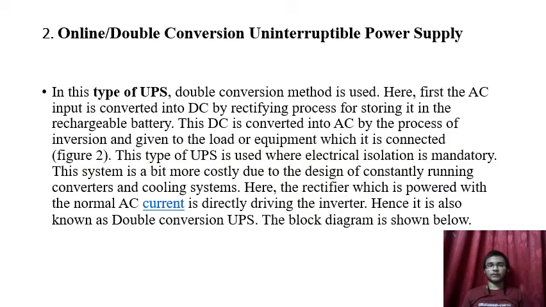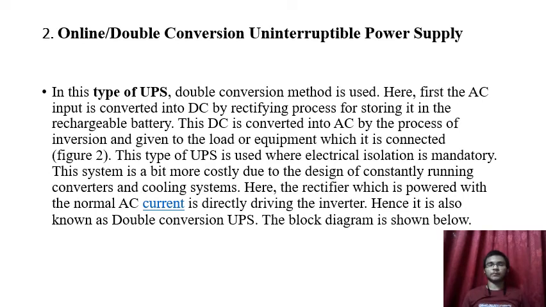The second one is online or double conversion uninterruptible power supplies. In this type of UPS, the double conversion method is used. Here, first the AC input is converted into DC by the rectifying process for storing it in the rechargeable battery. This DC is converted into AC by the process of inversion and given to the load or equipment which is connected. This type of UPS is used where electrical isolation is mandatory.